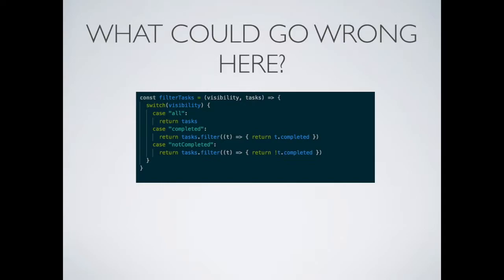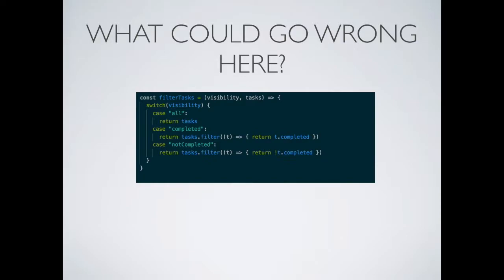Yeah, so basically that's correct. So the first thing that can go wrong is that you have to supply tasks with a specific type that might not be there, or it can be undefined, or you can just simply forget to pass it. There are a million things that can go wrong here. So tasks can go wrong. For example, if you pass tasks as undefined, what will happen if visibility is all? It will return undefined, right? So what if tasks are completed? It will blow up.